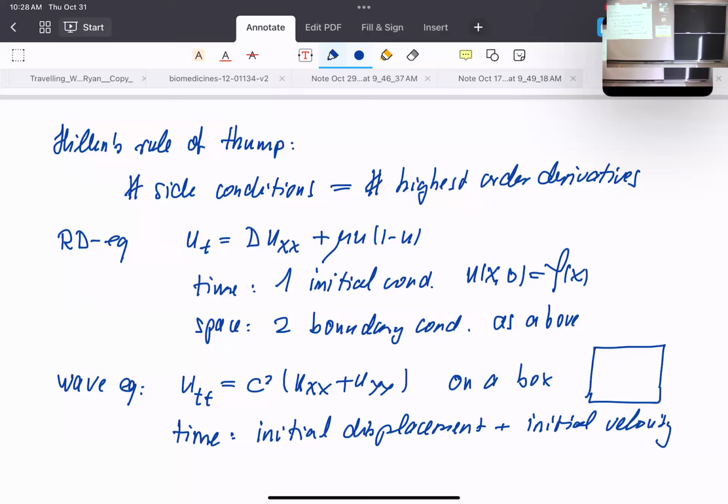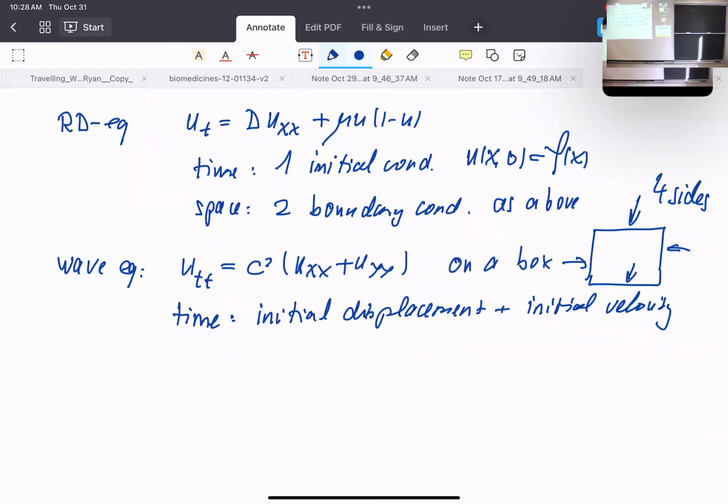And for the four spatial boundary conditions, well, we have four sides, so we need conditions there. And then you have your six conditions together. So this rule always works, unless you prove me wrong. But good, so let's come to the critical domain size problem.